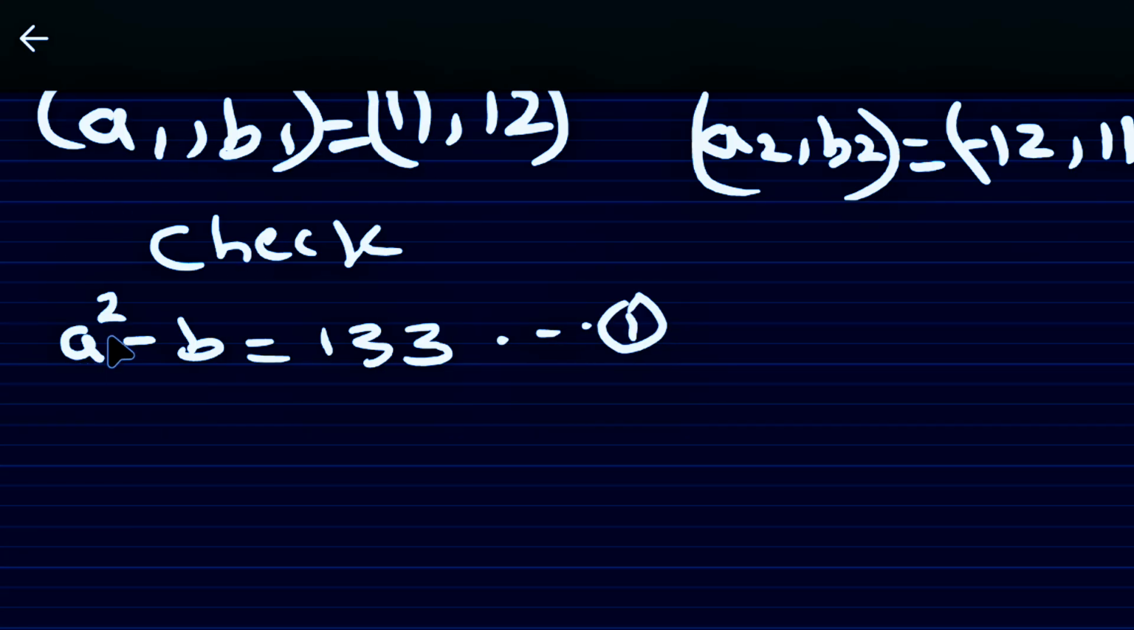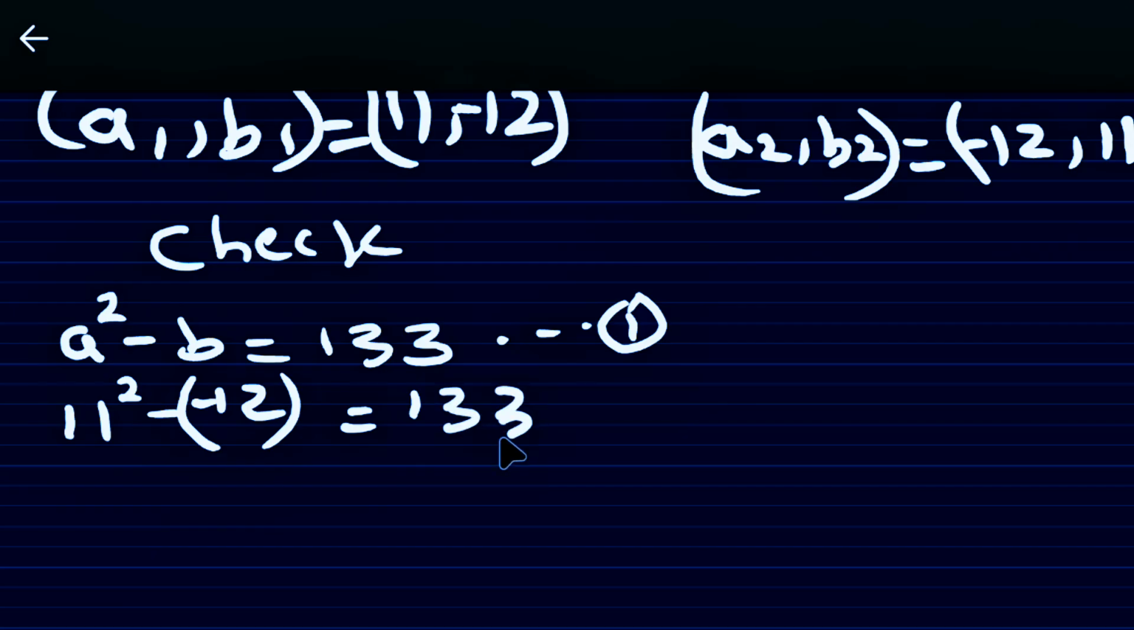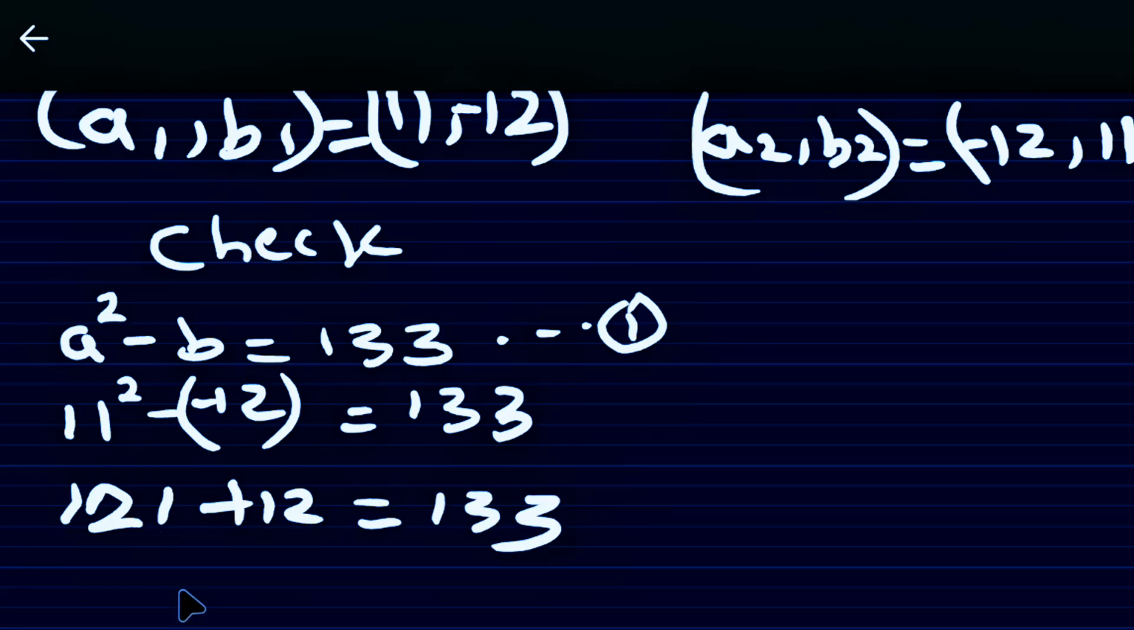So we are going to have a squared, that is 11 squared, minus b, sorry, this b1 is minus 12. Sorry about that. So we are going to have minus 12 here, and we'll put this in parentheses, and we'll have 133 here. So a squared is 121, minus times minus 12 will give us plus 12. 121 plus 12 gives us 133, and this is 133. So this satisfies the given equation 1.